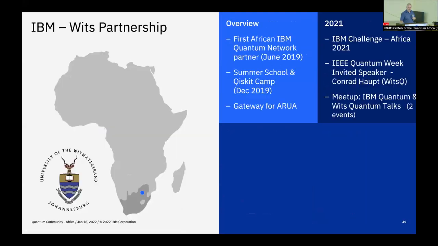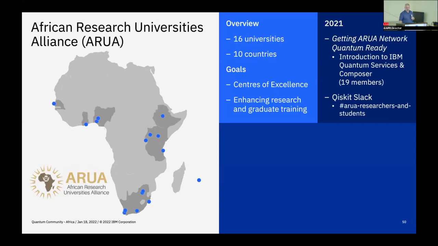In fact, Wits University was our first African IBM Quantum Network partner. We've run summer schools there. We've run what are called quantum challenges there, which are really fun ways to learn about quantum computing. But also, almost as importantly, they're the gateway for, I don't actually know how to pronounce this, ARUA, it's an acronym. And through Wits University, this IBM Quantum Network partnership is available to academic institutions across Africa. So this African Research Universities Alliance includes 16 universities in 10 countries. And yes, in fact, that includes the very university that we're standing at right now.